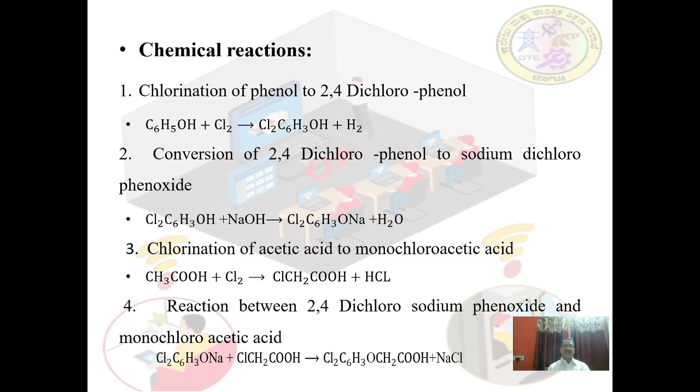The reaction is Cl2C6H3OH plus NaOH gives Cl2C6H3ONa plus H2. The third step is chlorination of acetic acid to monochloroacetic acid.